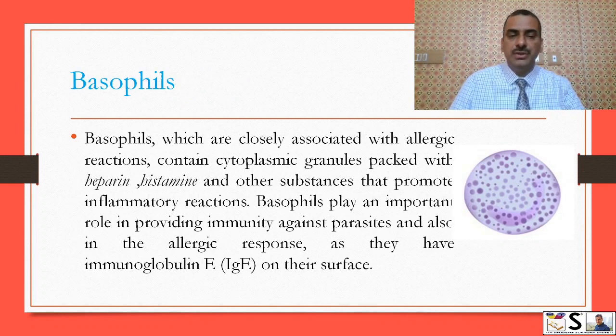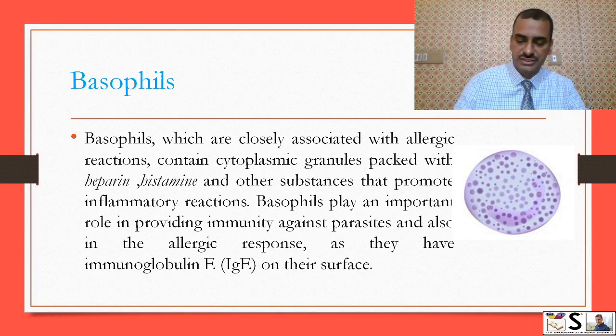Basophils. Basophils are closely associated with the allergic reactions. They contain cytoplasmic granules packed with heparin, histamine, and other substances that promote inflammatory reactions. Basophils play an important role in providing immunity against parasites and also in the allergic response, as they have immunoglobulin E, IgE, on their surface.